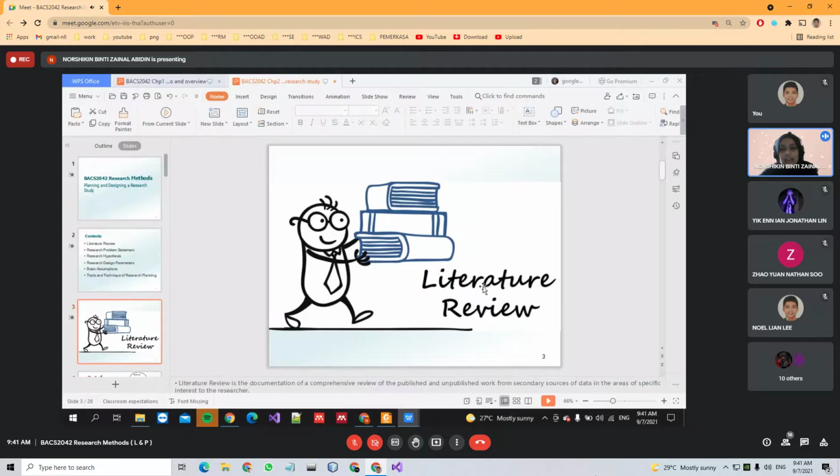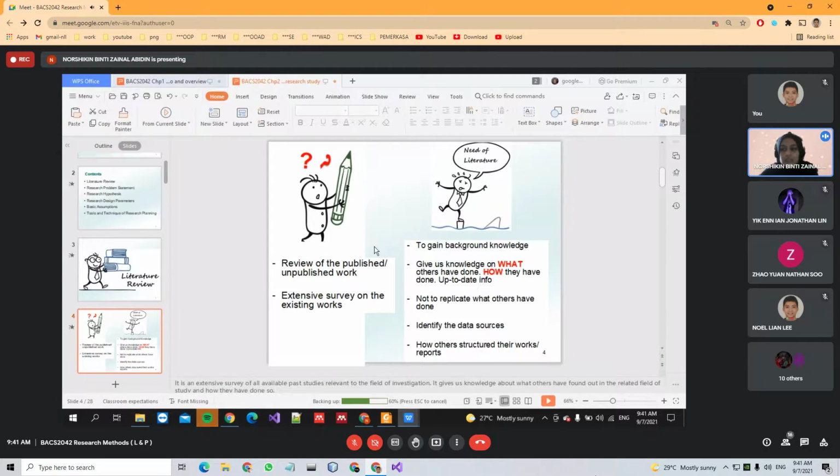So what is LR? What is a literature review? Like I explained, a literature review is a review of the published or unpublished work. That means a literature review can be done using papers, observation, news, or any valid resources. So that's LR. And then LR is an extensive survey of the existing works.